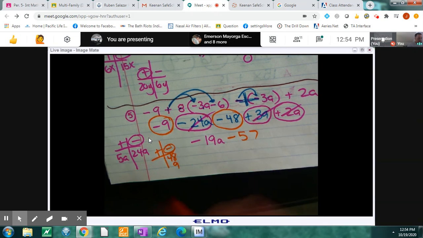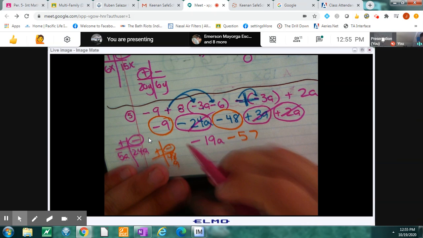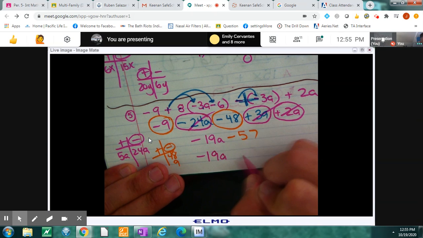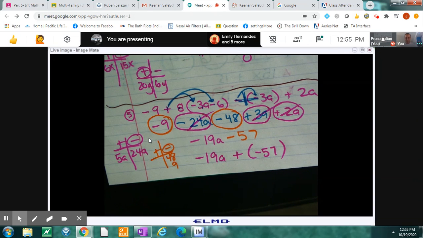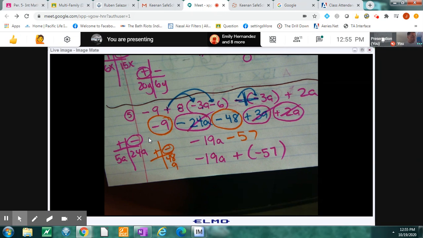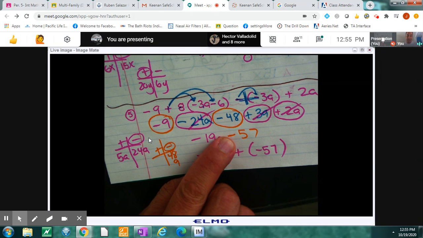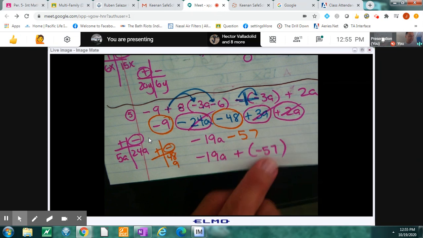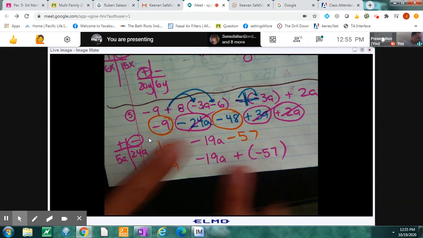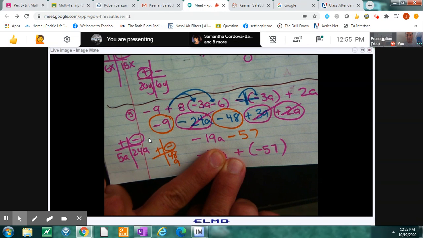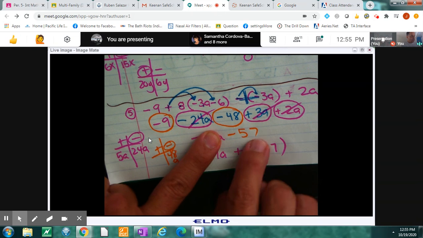Can I write negative 19A plus a negative 57? Is that the same thing? Yeah. You know, it's the same thing. See how it's negative 57 minus? You're just adding a negative 57. See? It's the same thing. So, see that? These two are the same thing. Minus 57 is the same.